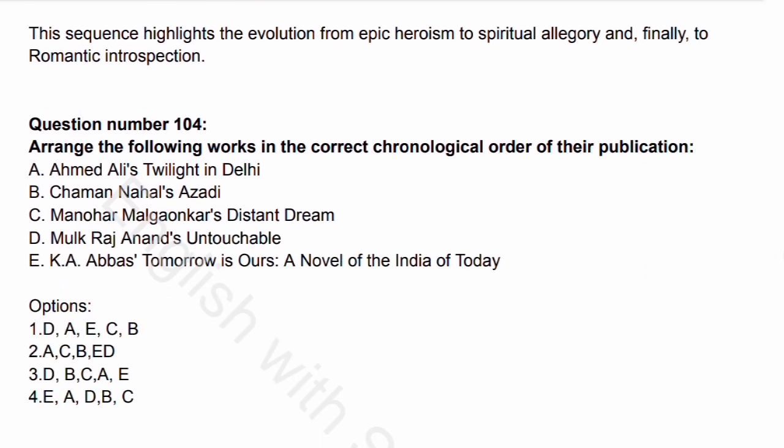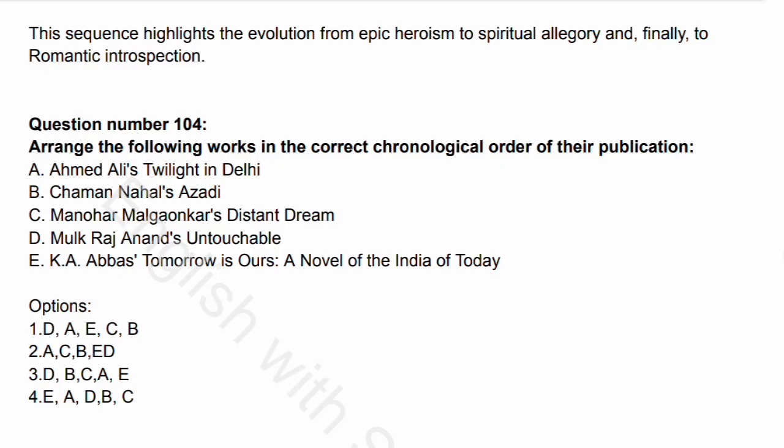So question number 104: arrange the following works in the correct chronological order of their publication. A. Ahmad Ali's Twilight in Delhi. B. Chaman Nahal's Azadi. C. Manohar Malgaonkar's Distant Dream. D. Mulk Raj Anand's Untouchable. And E. K. A. Abbas, Tomorrow is Ours, a novel of the India of today.